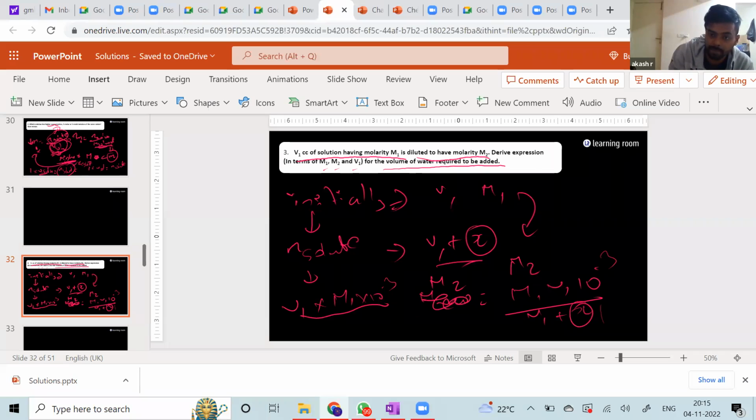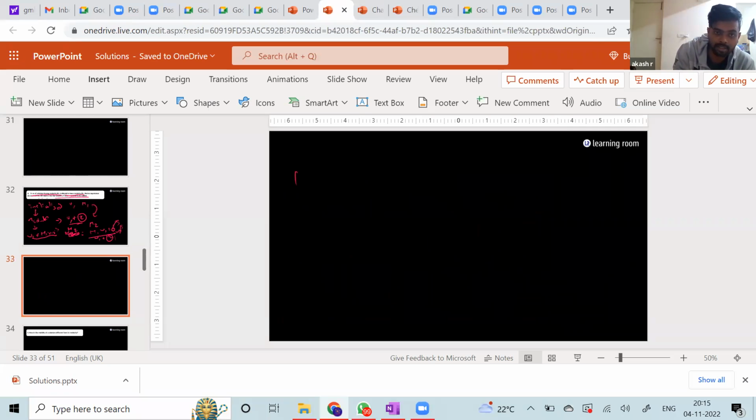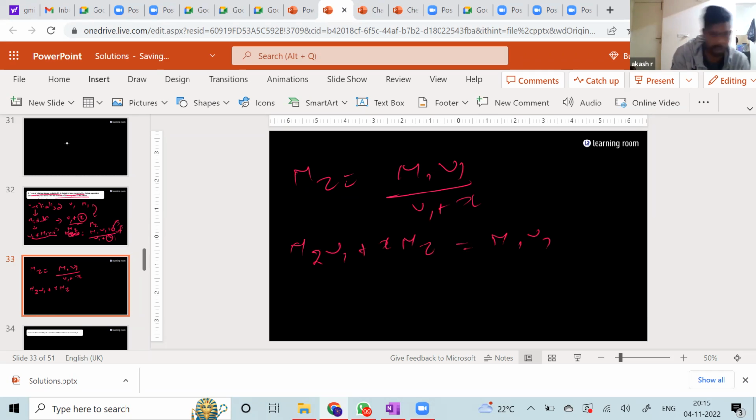Into 10 to the power 3 will come. 10 to the power 3 and 10 to the power minus 3 will get cancelled. So all that we have is M2 is equal to M1 V1 divided by V1 plus X. So let us multiply this side. M2 into V1 plus X into M2 is equal to M1 V1.